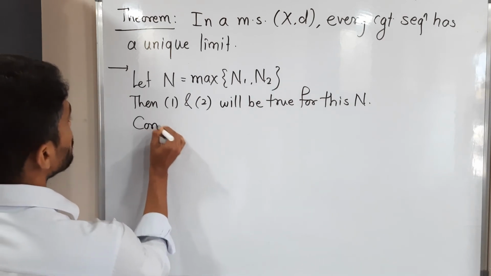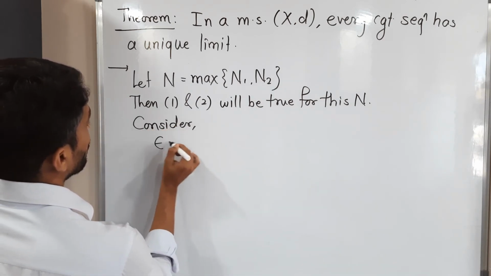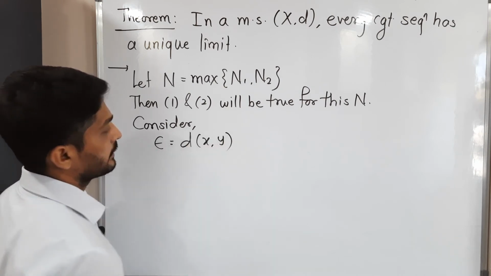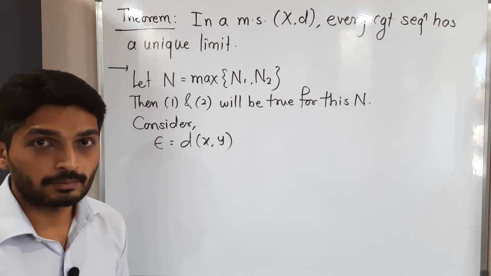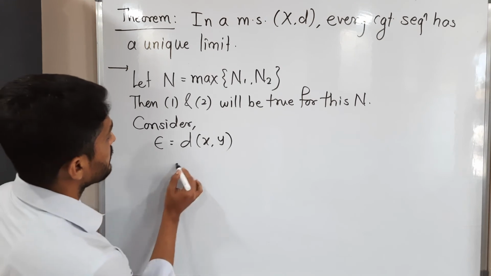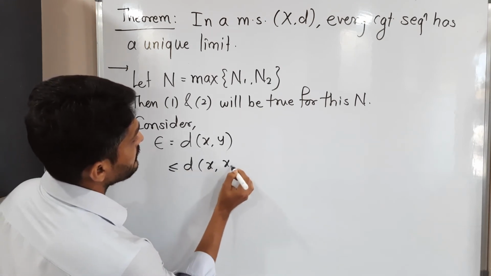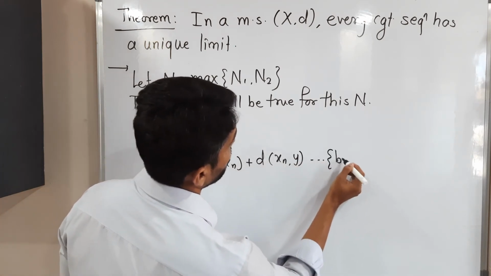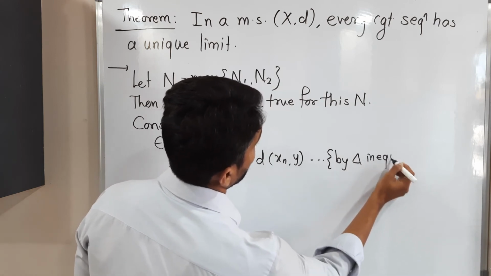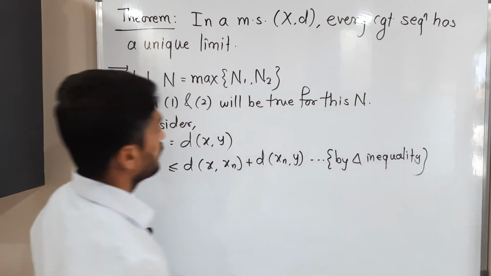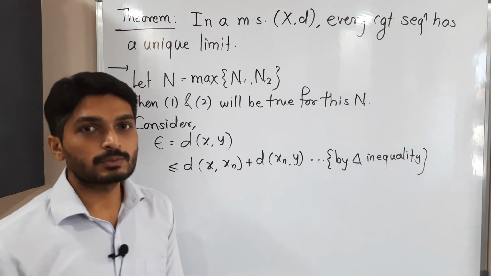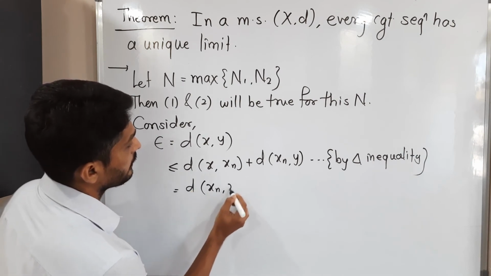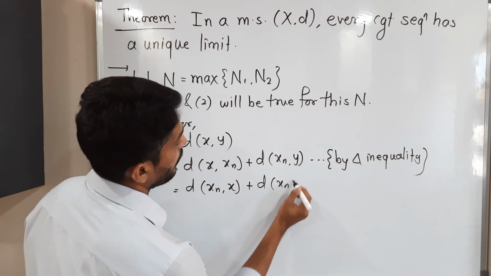So I am going to consider epsilon. You remember the definition of epsilon. The definition of epsilon is d of xy. After that, I am going to use the triangle inequality. So by the triangle inequality, what can we write? This is less than or equal to d of xn, x plus d of xn, y. So I will mention by triangle inequality. Okay. See, it is symmetric. So d of x, xn is the same as d of xn, x. So this is equal to d of xn, x plus d of xn, y.